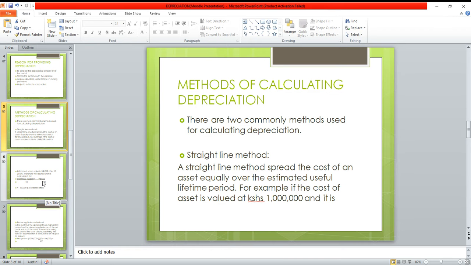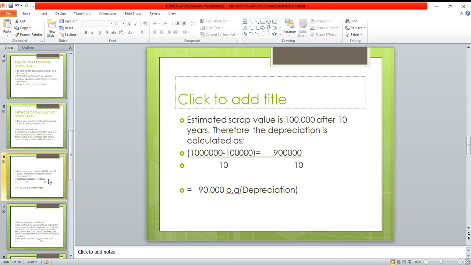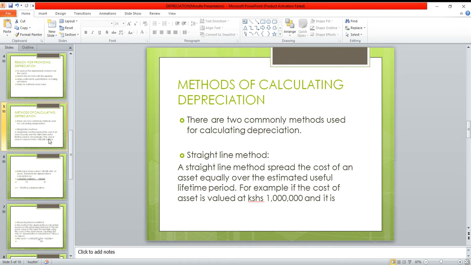Yes, using the straight line is one of the methods, and there is an illustration there, as you can see on the screen. In this kind of method, it spreads the cost of an asset equally over the useful time period of that particular asset, and you find the depreciation value is evenly spread throughout those years in which the asset is useful.